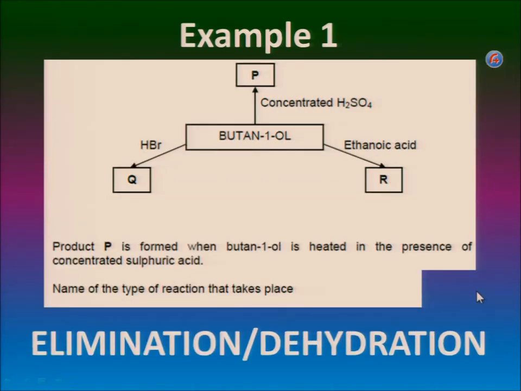Then the next question: name the type of reaction that takes place in the formation of P. Now, all you need to know here is that an alcohol and a concentrated acid will give you elimination or dehydration. So you will form an alkene here. Elimination or dehydration. And that is where you need to study your reaction conditions.